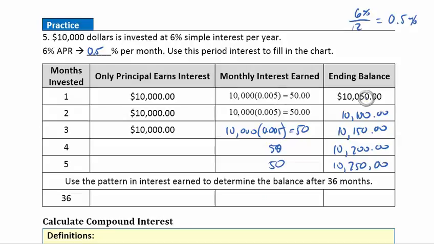So notice each month we're earning $50. $50, $50, $50. So all we've got to do here is take our $10,000 at the end of 36 months. I'm going to take $50 each month times 36 months, and that's going to give us $1,800. So at the end of 3 years, I would have $10,000 plus $1,800. So I would have $11,800 at the end of 36 months.